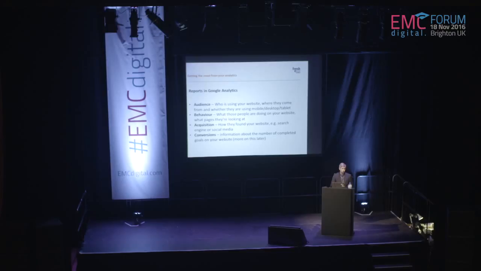The next series of reports is around behaviour. So what are they doing when they're on your website? Which pages are they looking at? How long are they staying? How are they navigating through the site as well? Third set of reports is around acquisition. So this is how they found your website. Did they come through social media links? Did they come through a search on Google? How did they come to be on your website? And this is a great way of reporting back on your marketing campaigns and seeing what's working and what isn't. The final series of reports is around conversions, which relate to the number of goals that people are completing on your website, and we'll come on to that in a couple of slides' time.